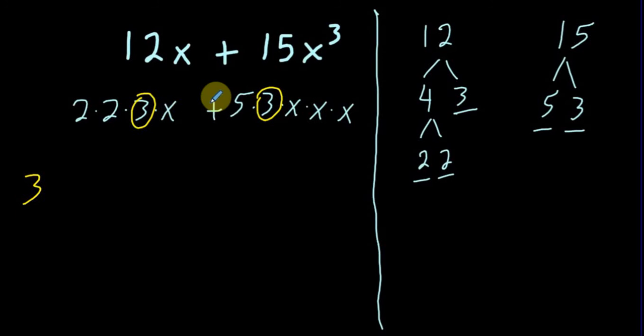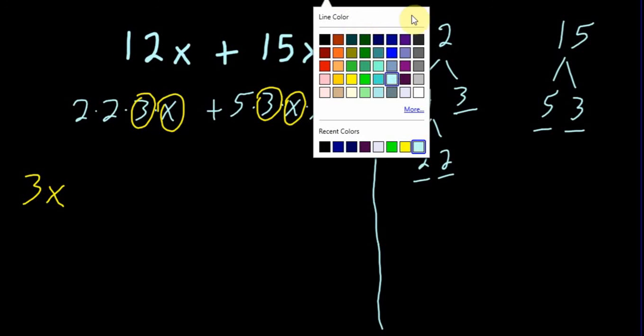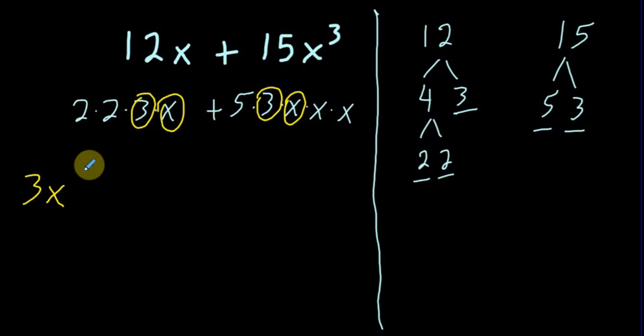This has an x. This has an x. So one of my x's here, one of my x's here. They both had one x, so I put one x out here. Now I'm looking for what's not circled, because that's what's going to go inside the parentheses. 2, 2, and then plus, well, 2 times 2 is 4, and then plus 5 times x times x. Well, x times x is x squared, so 5x squared.